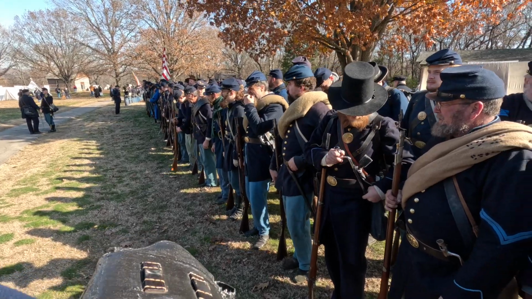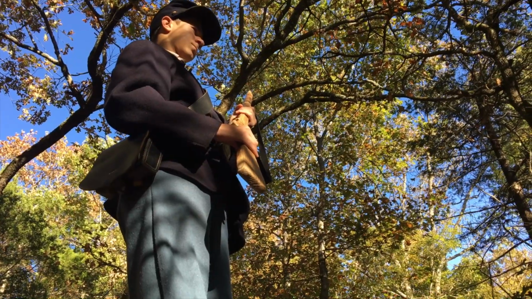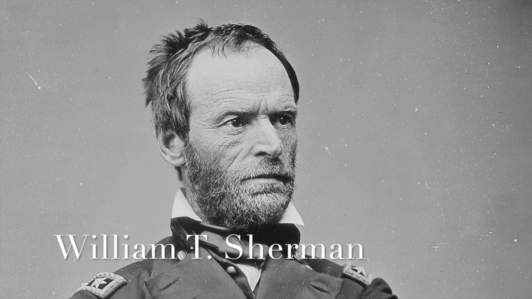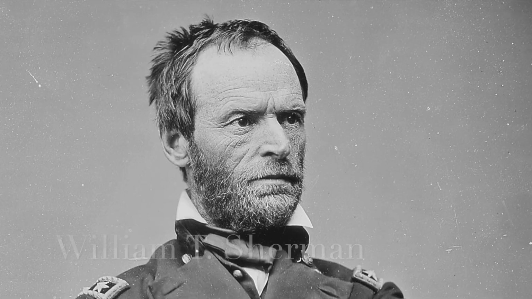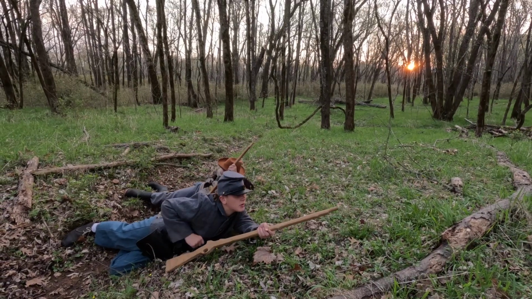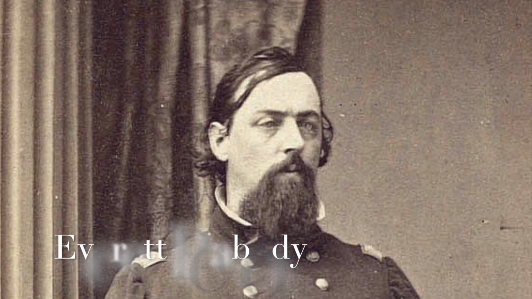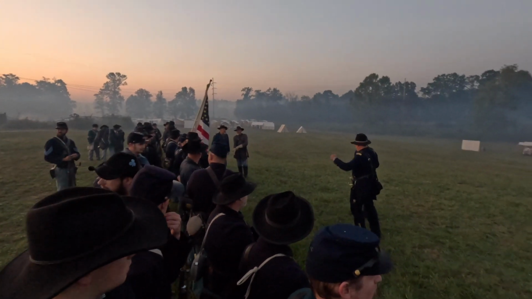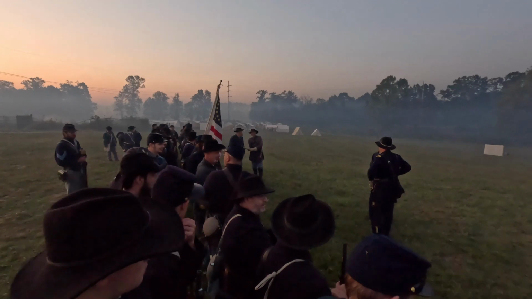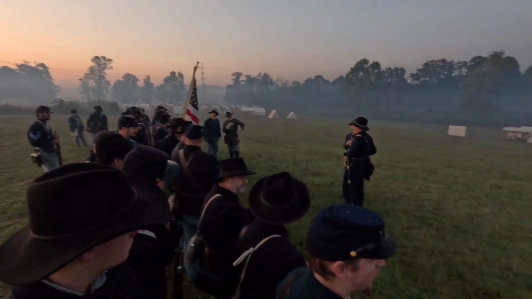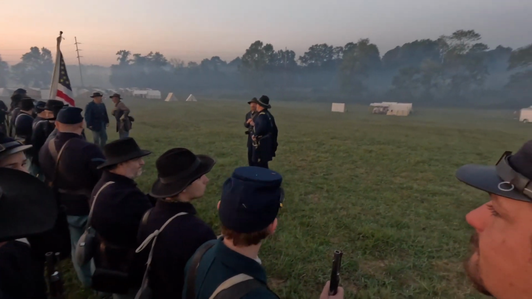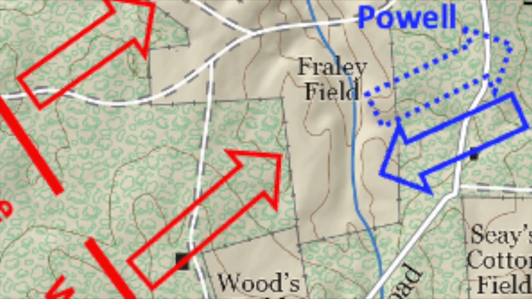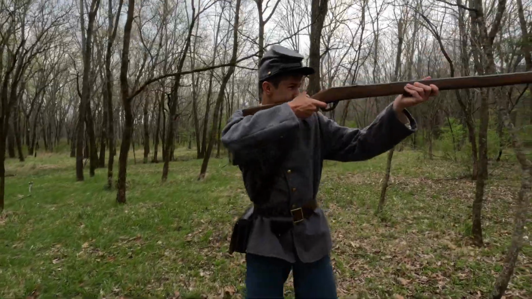On the Union side, the noise hasn't gone unnoticed, but in many cases it is ignored. General William Tecumseh Sherman, who commands one of the Union divisions, repeatedly ignores reports of Confederate troops in the area. One Union officer who did take heed of these warnings was Colonel Everett Peabody, who commanded a brigade under General Prentiss. In response, Peabody sends several companies of his brigade forward to scout. As they advance around 5:30 a.m. on April 6th, they run straight into the advancing Confederate Army.